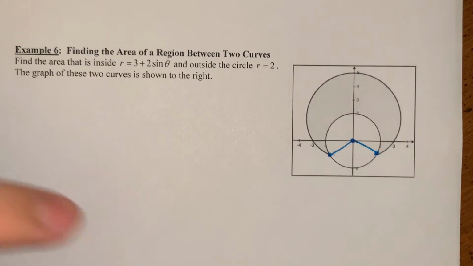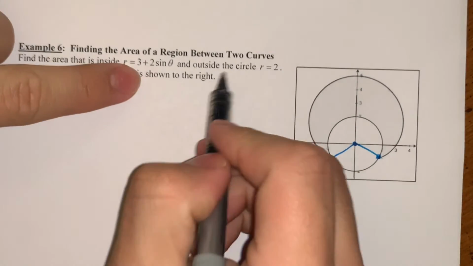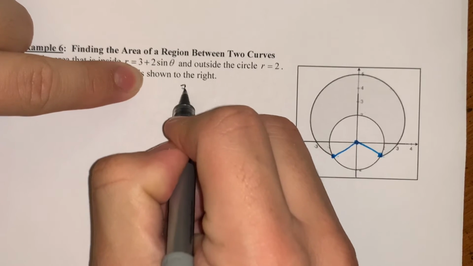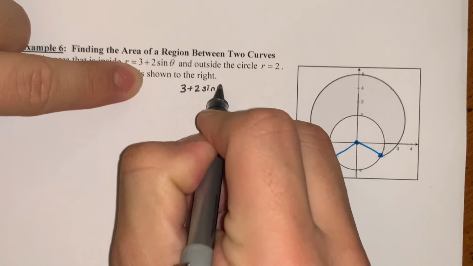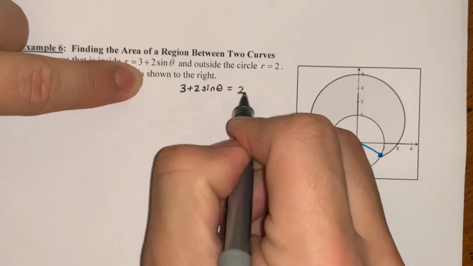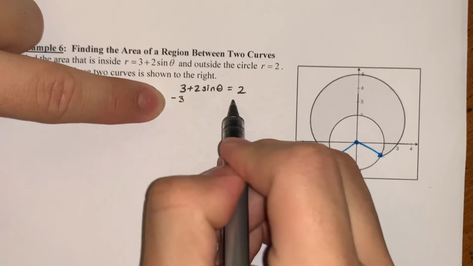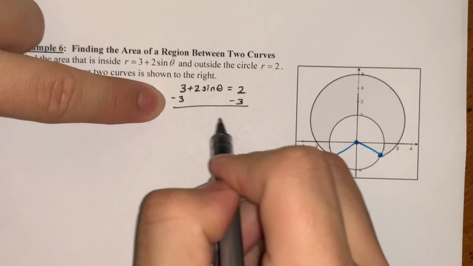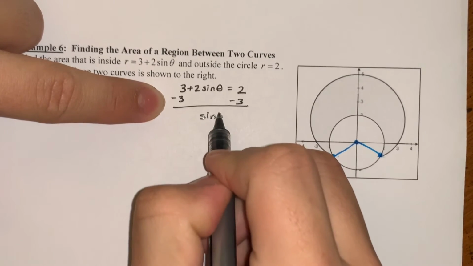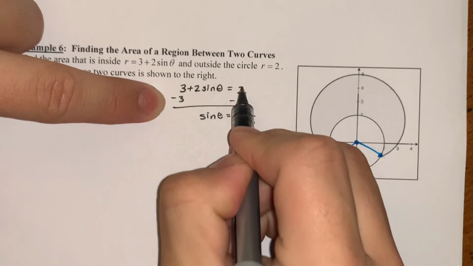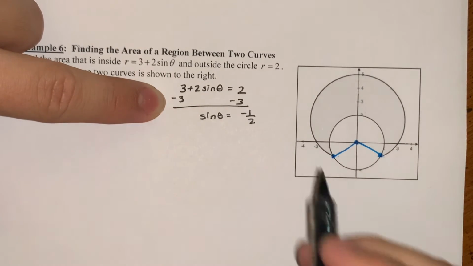Of course that happens in the video, I drop my pen. So I'm going to go ahead and set these two equal to each other. So I'm going to have 3 plus 2 sine of theta is equal to 2. And then I'm going to go ahead and subtract 3 from both sides. I don't know why I'm showing all of this. I could have just said that sine of theta is equal to negative 1/2, because that's negative 1 divided by 2. I think you guys are smart enough for that.